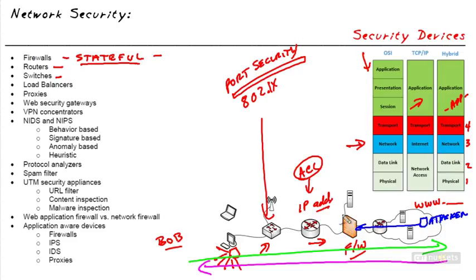So that's the essence of a stateful firewall, remembering traffic as it goes out so it can dynamically allow the return traffic to come back in. And to do that, it's going to be looking at additional layers of the protocol stack, including layer 4.